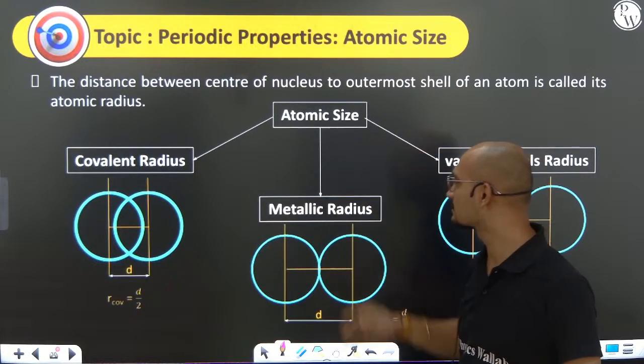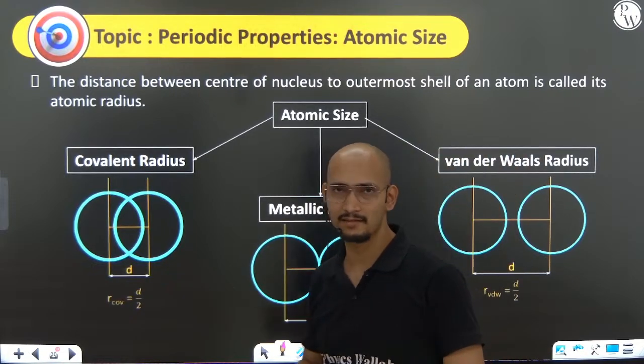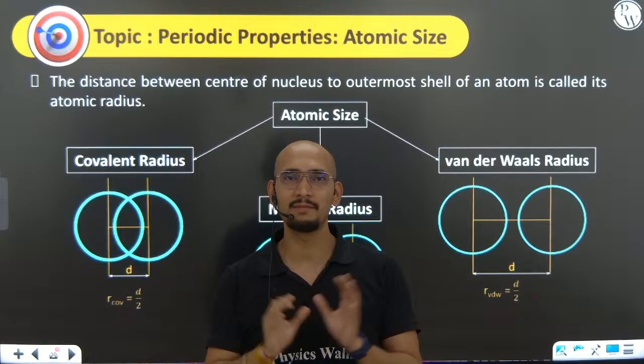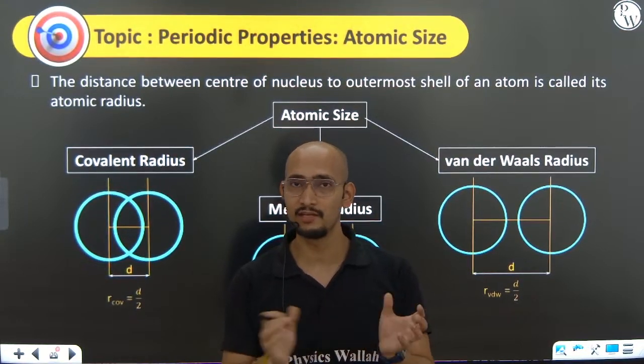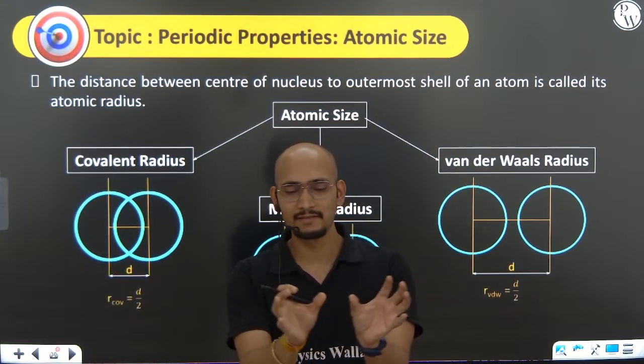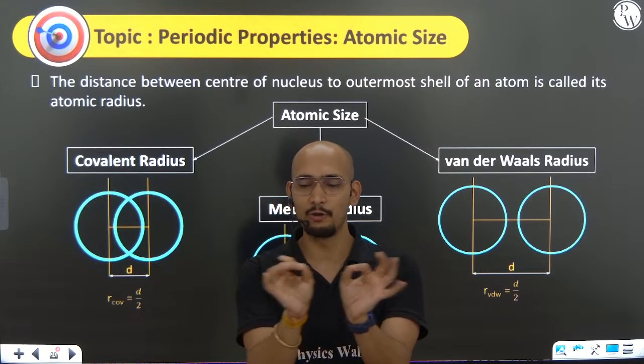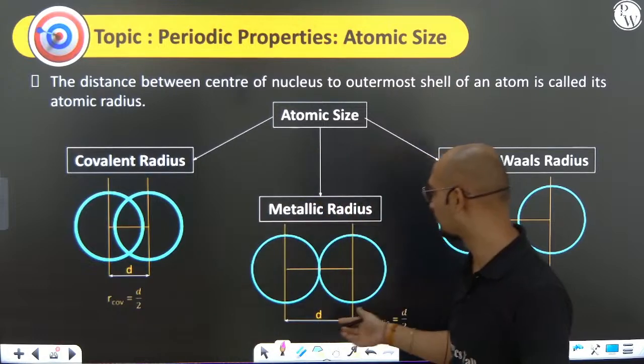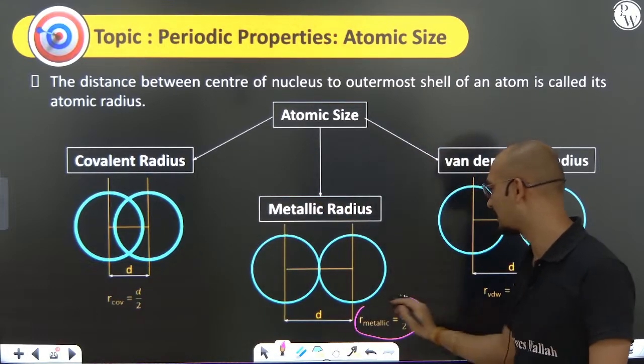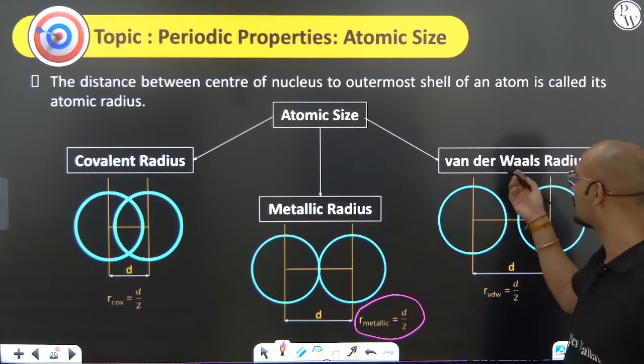Now next comes the metallic radius. Again, same thing. When there are metals, or you can say in metallic bonding, whatever is the distance between these two nuclei, if you just divide that distance by 2, you will get R metallic, that is the metallic radius, that is d by 2. And next comes the van der Waals radius.